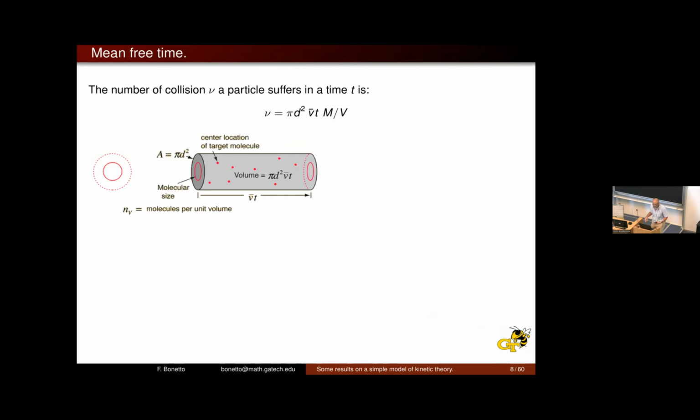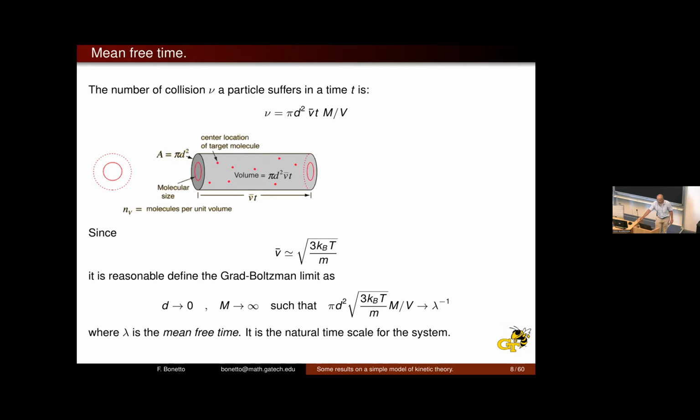So a brief computation tells you that if you have an average velocity V bar, and d is twice the radius, the diameter of the particle, then a particle moving in a time t will sweep the gray cylinder in the picture. And the number of collisions it will have is just given by the number of particles you find in that cylinder. So the density times the volume of the cylinder, and so you get a pretty simple number that is given there. On top, V bar is linked to the temperature. Again, caveat, there is a little cheating.